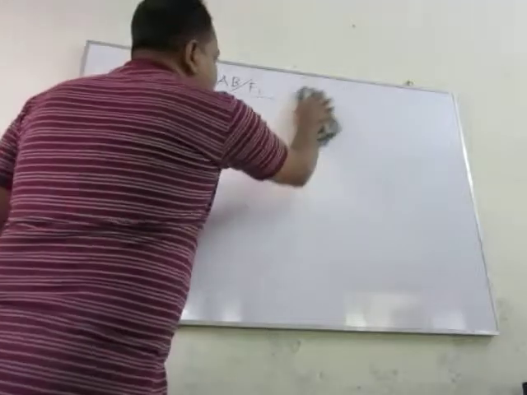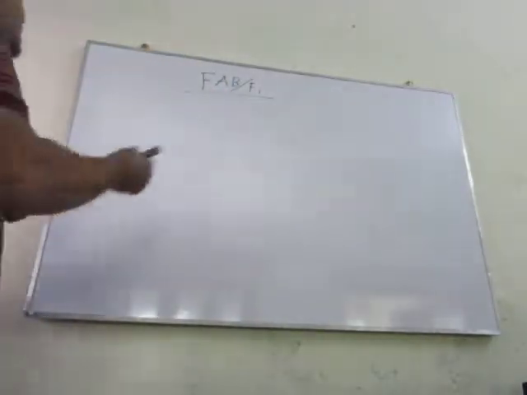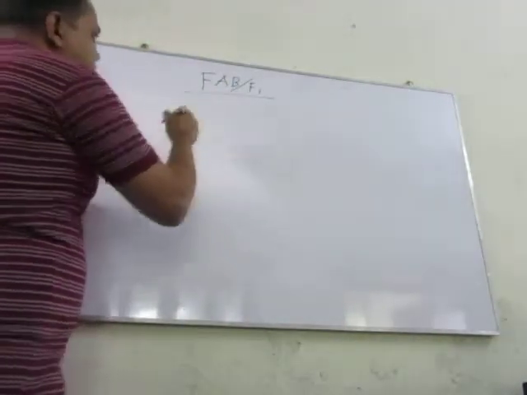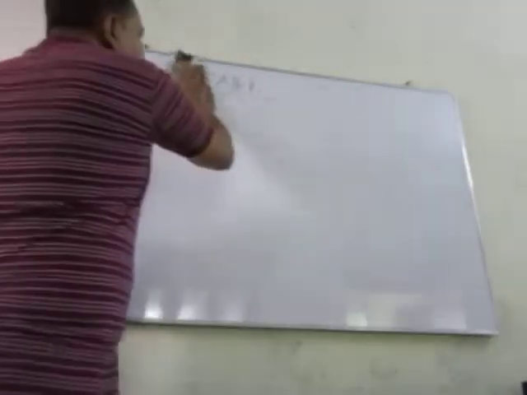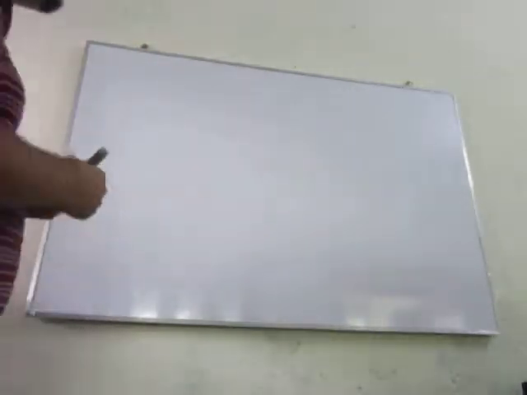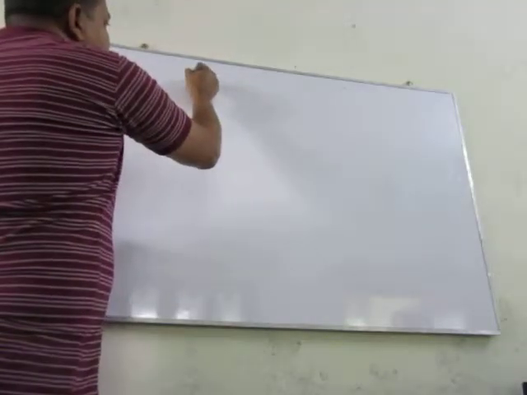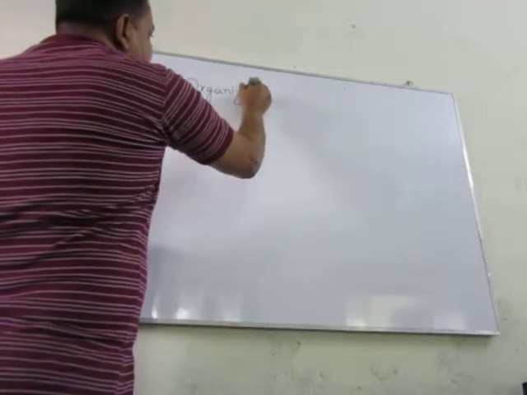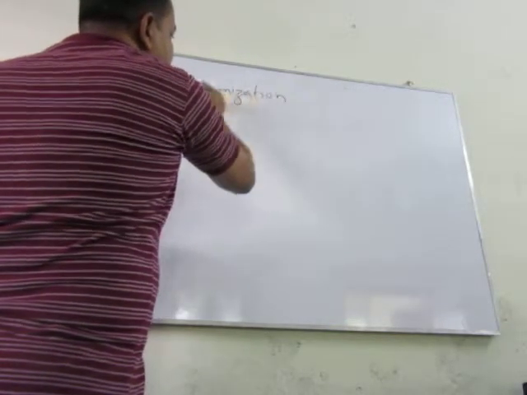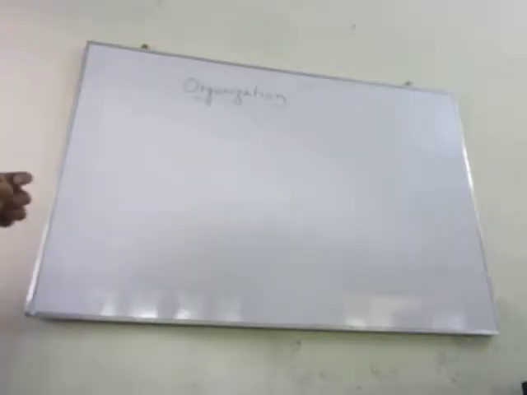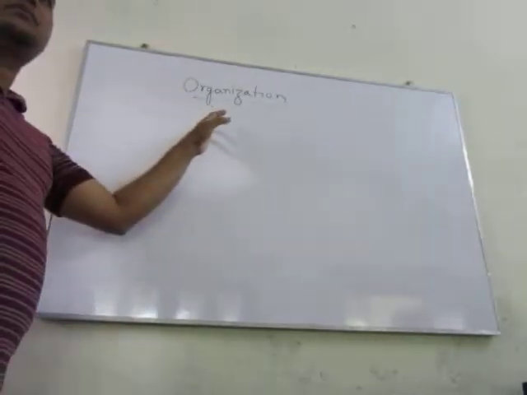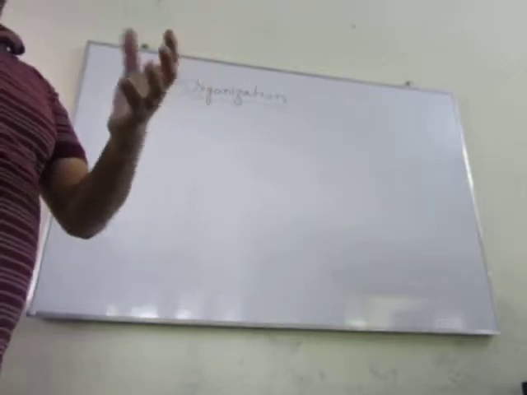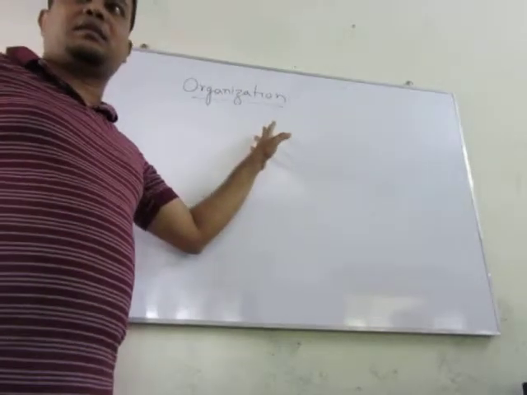So today we are going to start the very first chapter, that is organization. F1, this is chapter 1, organization. Today we try to focus on what you mean by organization, how the organization is composed, and what are the differences between different kinds of organization. We focus on that. Clear? This is the very first chapter of this F1.